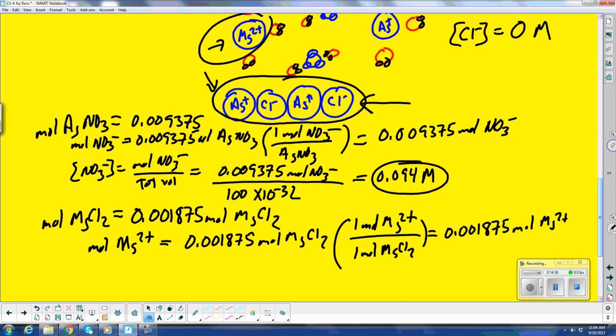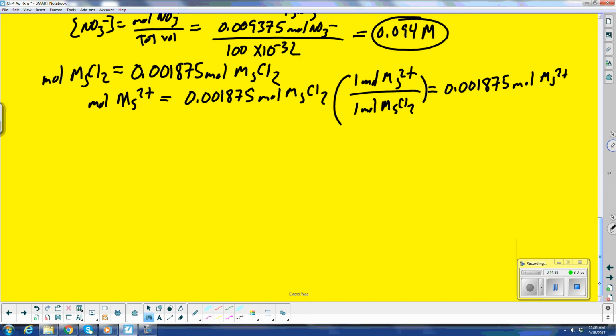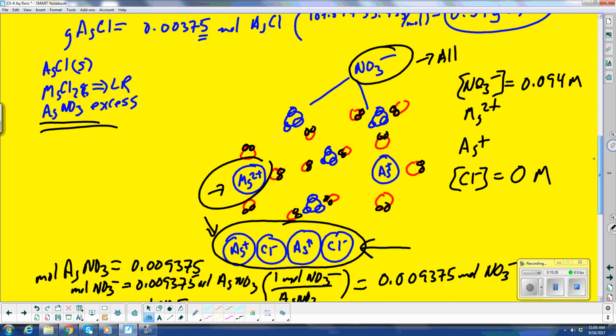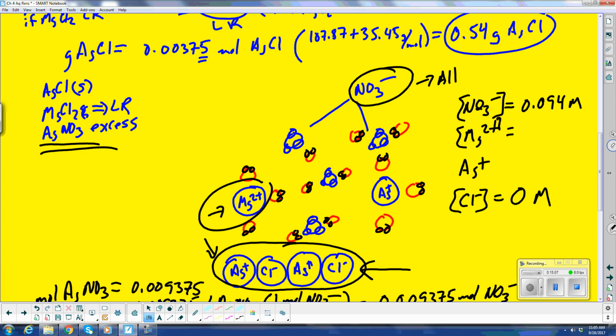Whew, what happened there? Magic. Let's try that again. Concentration of my magnesium will be equal to my moles, 0.001875 moles, divided by what's my total volume? My total volume was 100 times 10 to the minus third liters. So I would get 0.019 molar. Cool. So my concentration of my Mg2+ is 0.019 molar. And now the hard one.